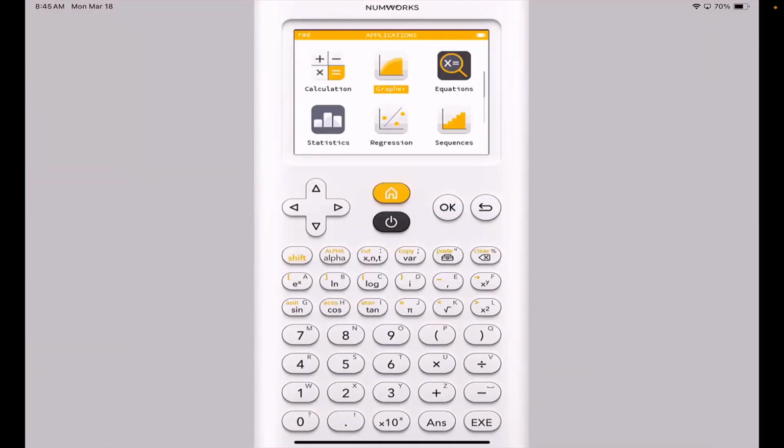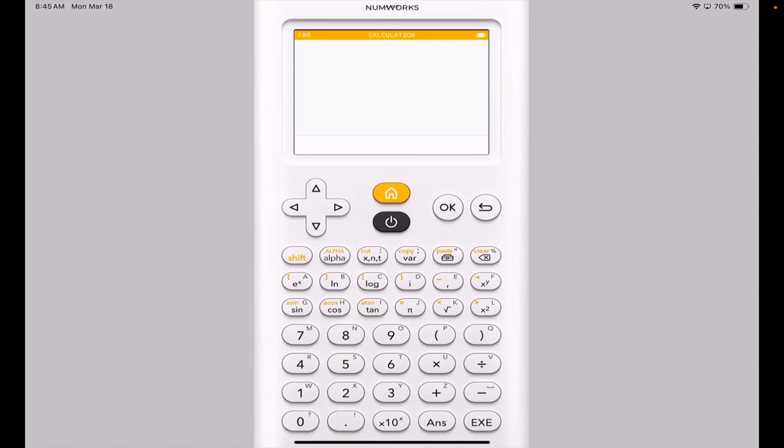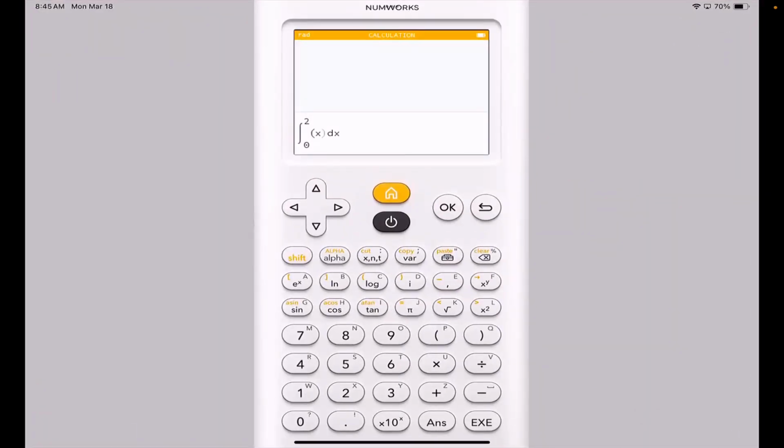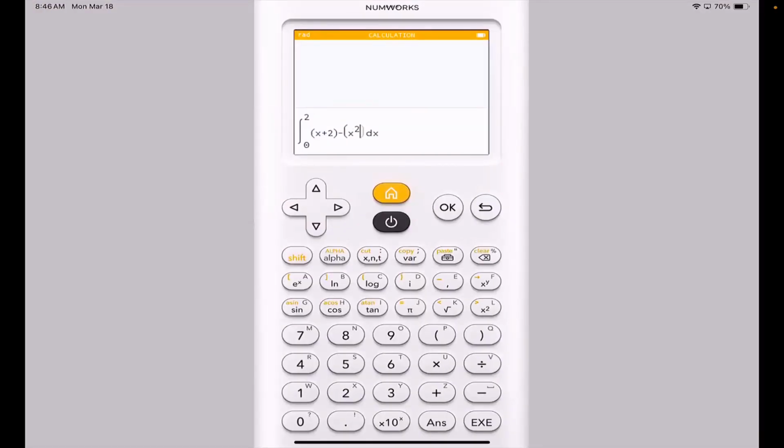Let's go back home. Back to the calculator now. Toolbox, calculus, integral, 0 to 2, parentheses, y plus 2. Well, calculator only has x's. It's okay. Minus y squared, close parentheses. 33.33333, which is 33 and a third. 33 and a third. So 33 and a third.